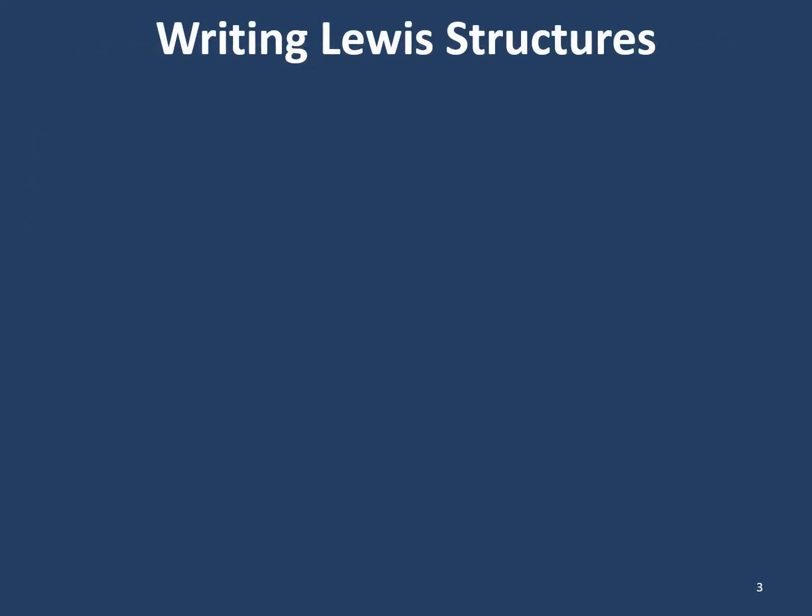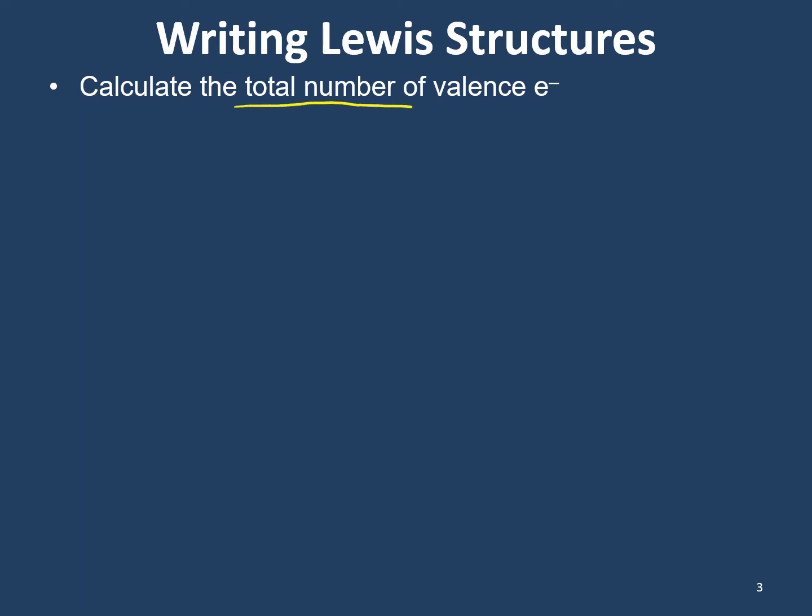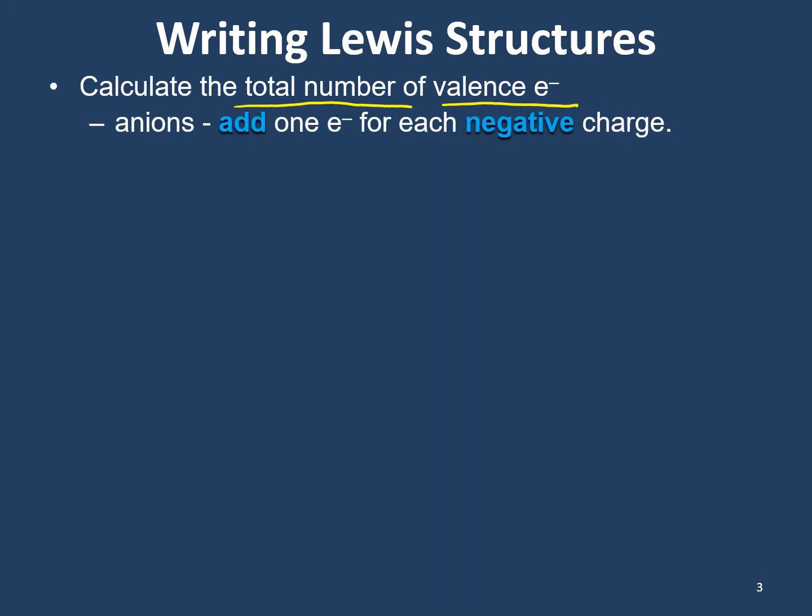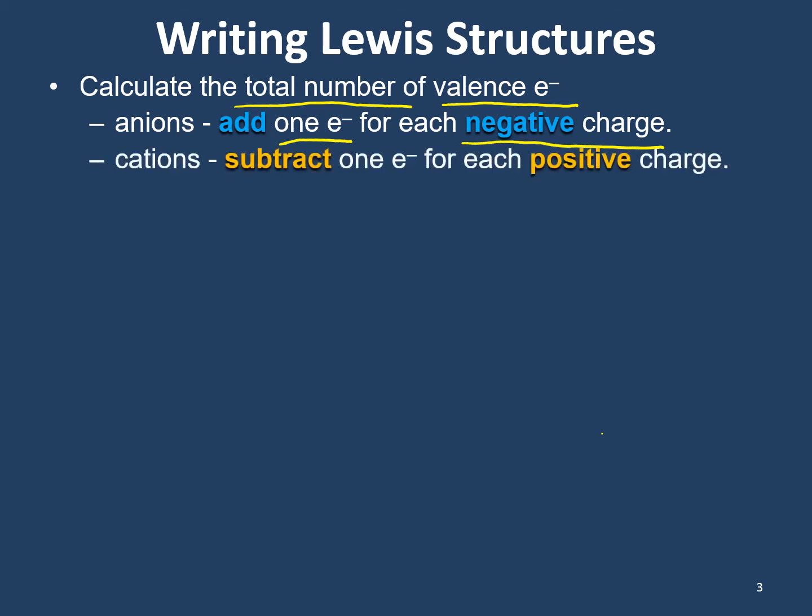So writing Lewis structures has some guidelines. The first thing we want to do is calculate the total number of valence electrons in the molecule. After that, or while we're doing that, we need to keep track of ions. If we have an anion, something with a negative charge, we add 1 electron to the total of the valence electrons for each negative charge. The opposite is true of cations. So if we have a positively charged species, we subtract 1 electron for each positive charge from the total valence electrons.